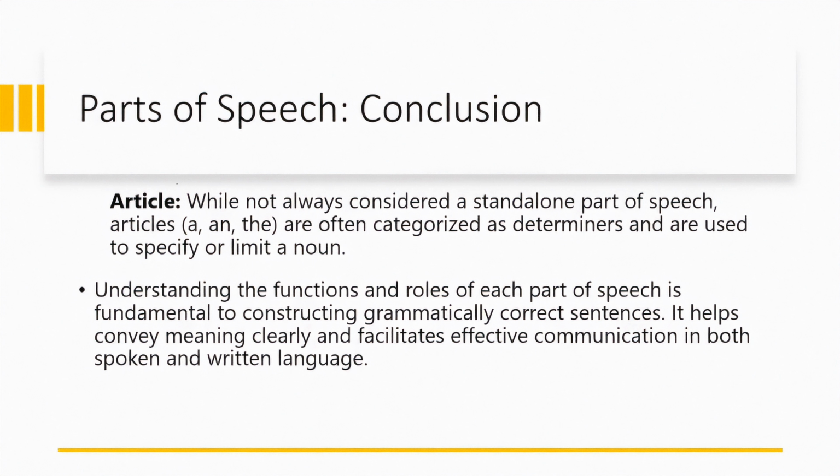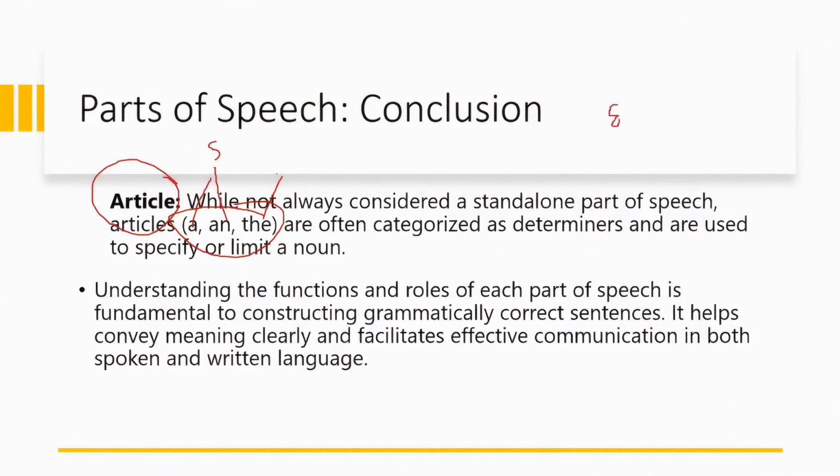There are two schools of thought. One school of thought considers the article a part of speech, and the other one doesn't. While not always considered a standalone part of speech, articles, of which there are three, a, an, and the, are often categorized as determiners and are used to specify or limit a noun. They are called determiners because they are used with the noun. They specify the noun with some specific meanings, and they have some effect on meaning.